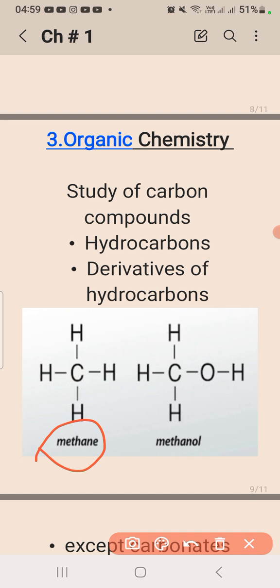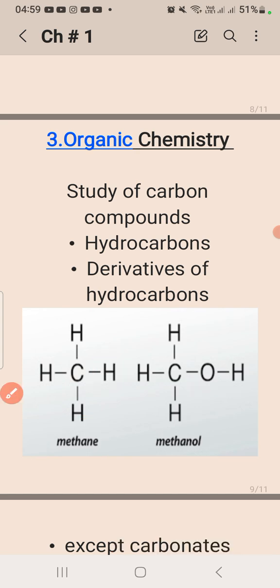Now, derivatives of hydrocarbons are those compounds which are formed from hydrocarbons. For example, if you have methane, and I remove one hydrogen from methane and replace it with oxygen and hydrogen, a hydroxyl group, then it will give you a new compound, that is methanol. This methanol is produced from methane, that's why it is a derivative of methane. So the study of hydrocarbons and the derivatives of hydrocarbons is called organic chemistry.